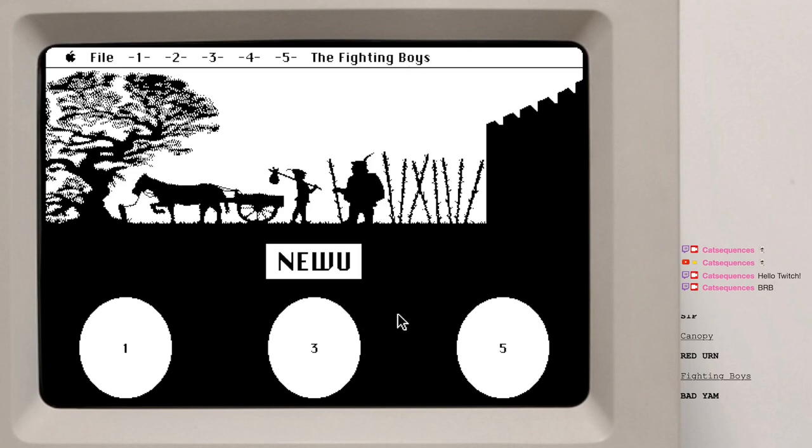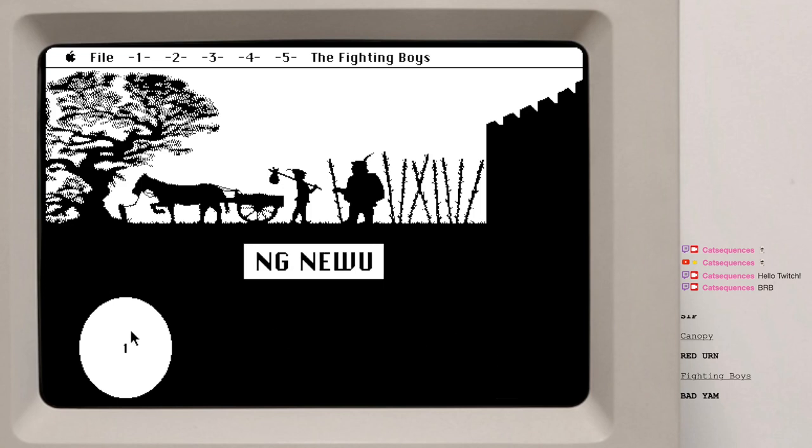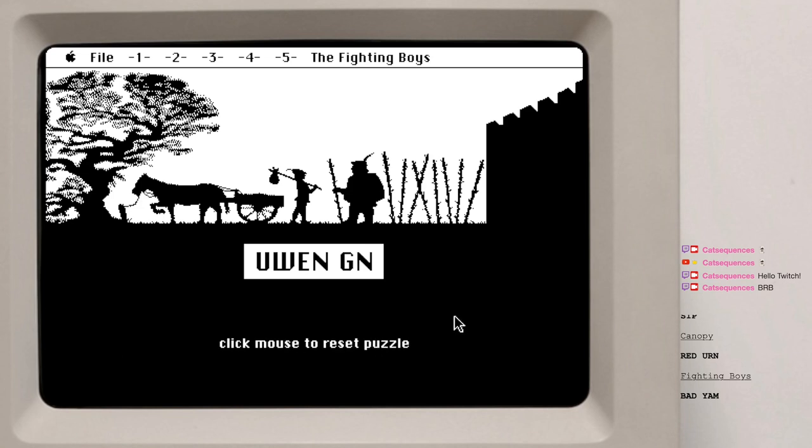Okay. Now I can solve the puzzle. UNGN. Oh, now that separated into two words. It was separated into two words, but that was a two and a four and a two. So could it be? Oh, I don't think I can make a two-letter word out of this. Can I? I don't think I can. Interesting.